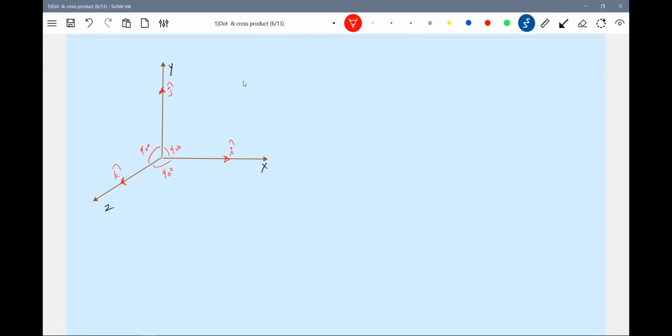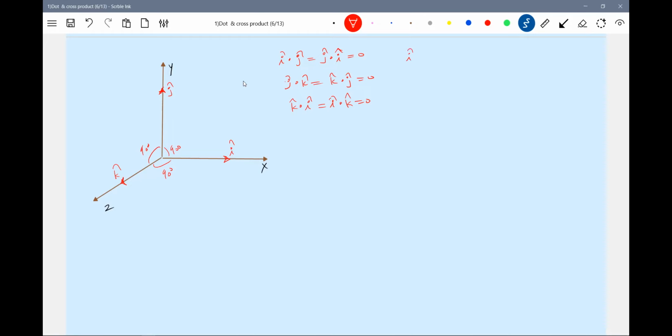Then I dot I, I dot J, or J dot I must be zero, no? Because they're perpendicular. Similarly, J dot K or K dot J, it should be equal to zero. Then K dot I or I dot K, it should also be equal to zero. Because the vectors are mutually perpendicular to each other.